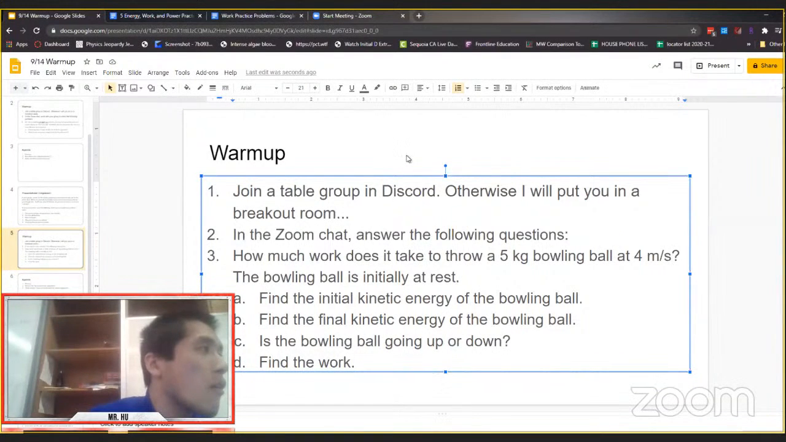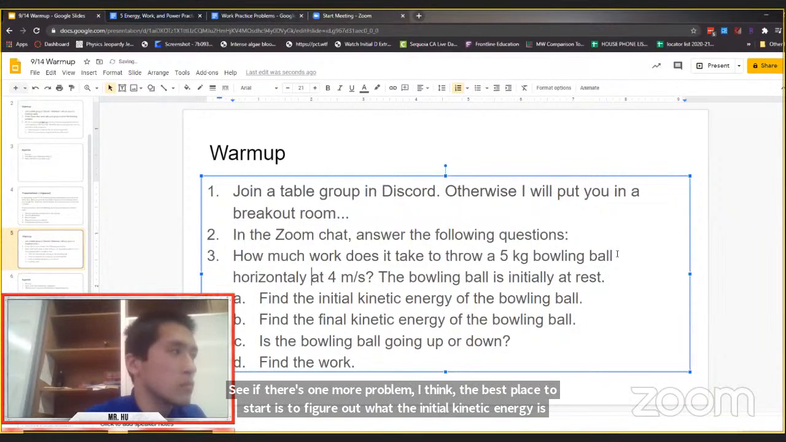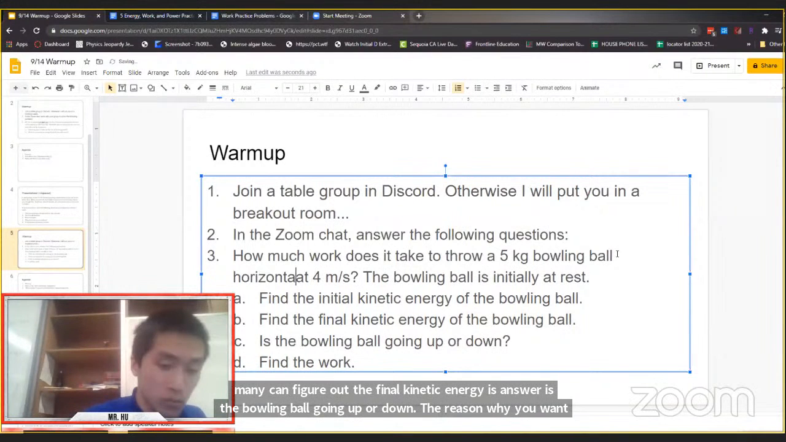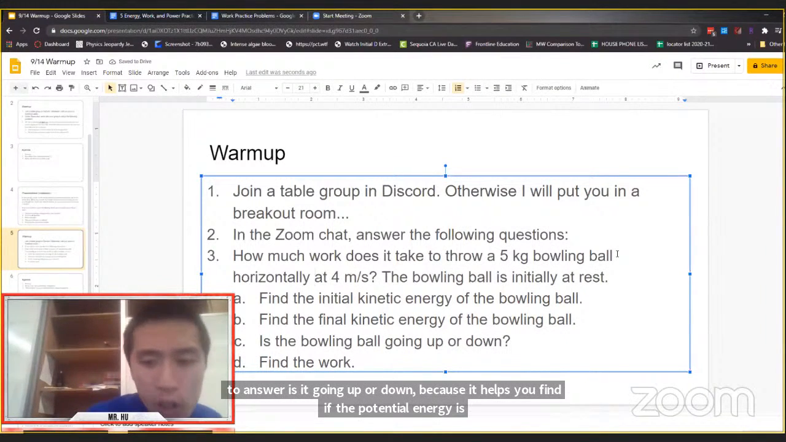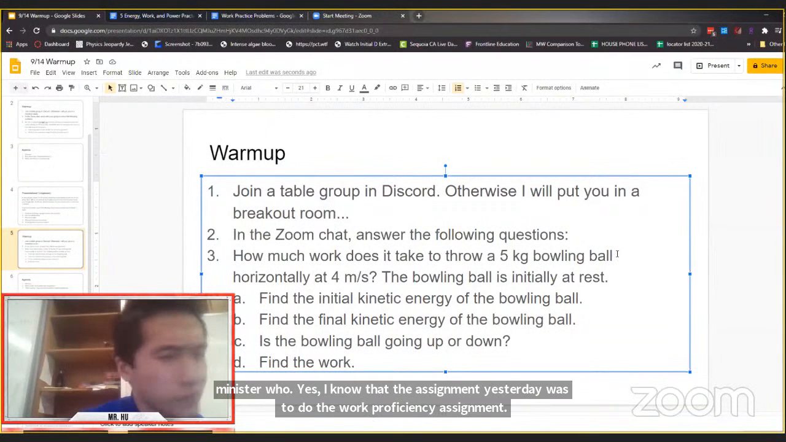Mr. Hu? Yes. I know that the assignment yesterday was to do the work proficiency assignment. But if we do want to do the mastery assignment too, when's the official due date for that one? There's no official due date for that. It's just that we won't have any more class time after today. So you can keep working on it afterwards, but we just won't be working on it during class anymore. Got it. Thank you. Yeah.